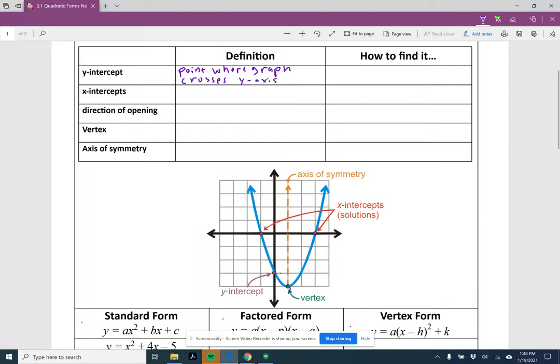Now, how do we find them? How do we find a y-intercept? We just replace the x with 0. Because if you're going to be on the y-axis, see that y-intercept right there? There he is. You only get on the y-axis if you have an x value of 0. Points are on the y-axis if the x value is 0. So to find a y-intercept, we replace x with 0 in the equation.